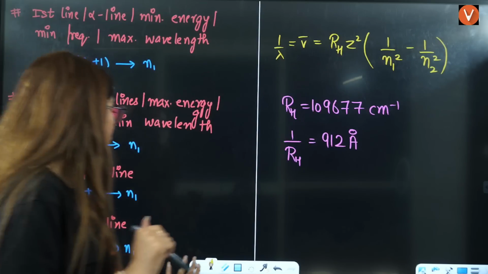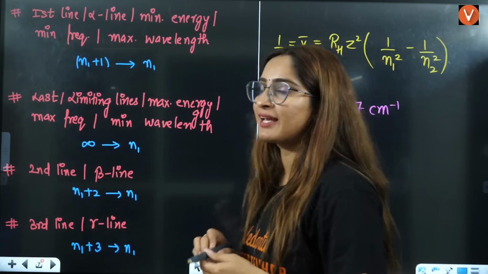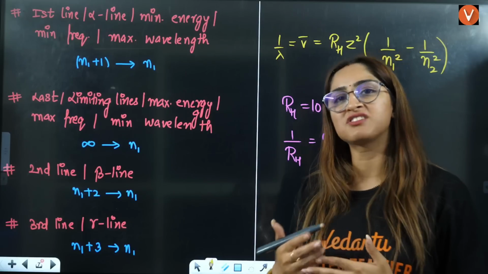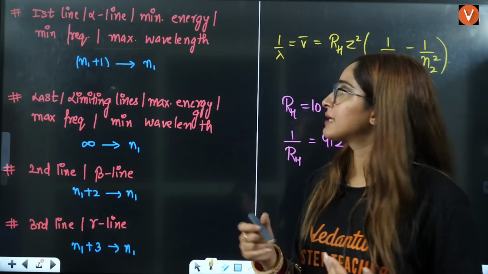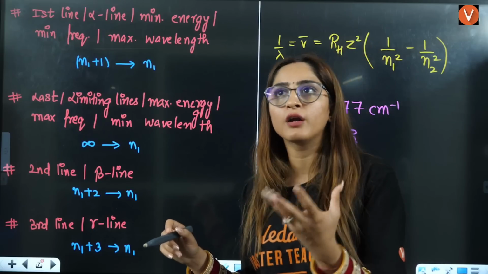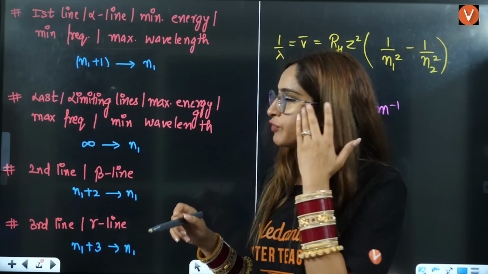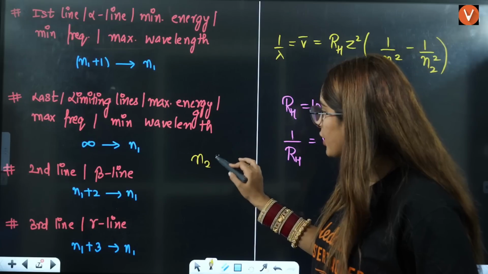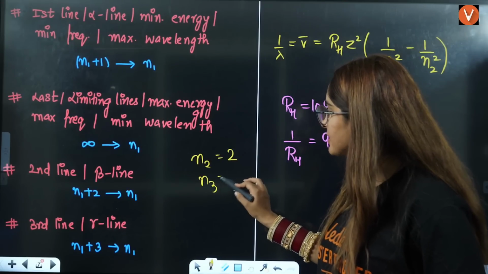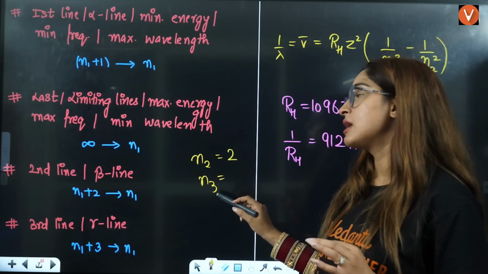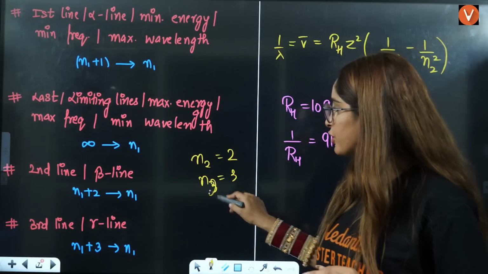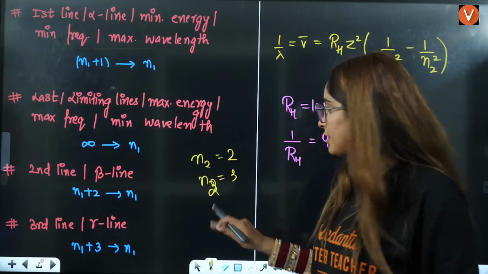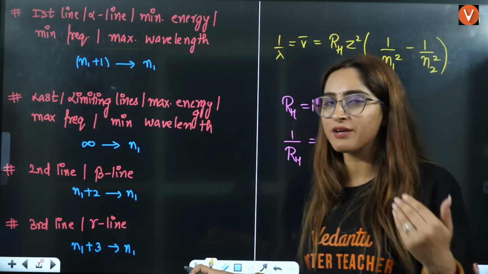Ma'am, what about N2? For N2, what they can do, either they can give you directly first excited state, second excited state. Whenever you have excited state, you just need to add it. Either they can give you third orbit, fourth orbit directly, right? Now, first excited state means N2 is going to be 2. Second excited state means it is going to be 3. Okay, N2 is going to be 3, because for excited state, you need to add 1 into that orbit number. Directly if orbit is given, you can write 2, 3, 4.